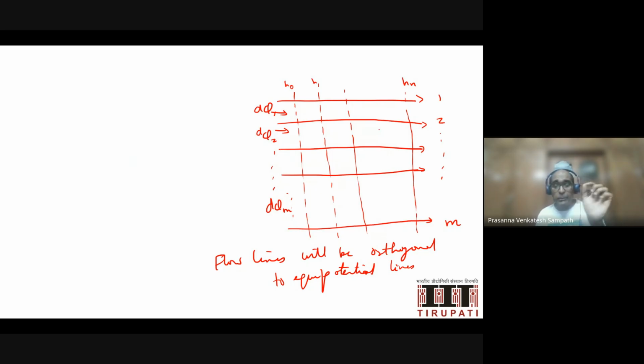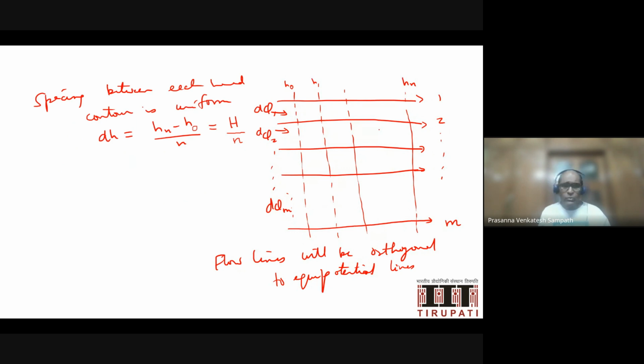I have n plus 1 number of equipotential lines, numbering from H0, H1 to Hn, and m plus 1 number of flow lines, numbered from 0, 1, 2, 3, all the way up to m. And in between every two successive flow lines, I have an infinitesimal flow rate. Let's call it dq1, dq2, up to dqm.